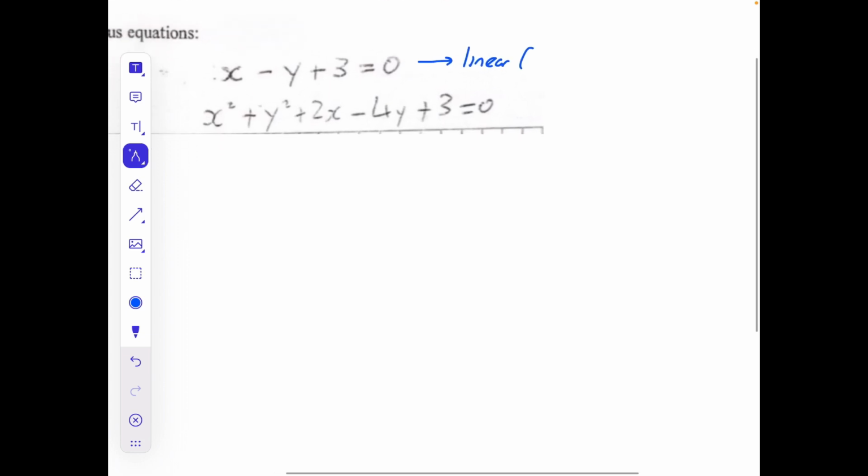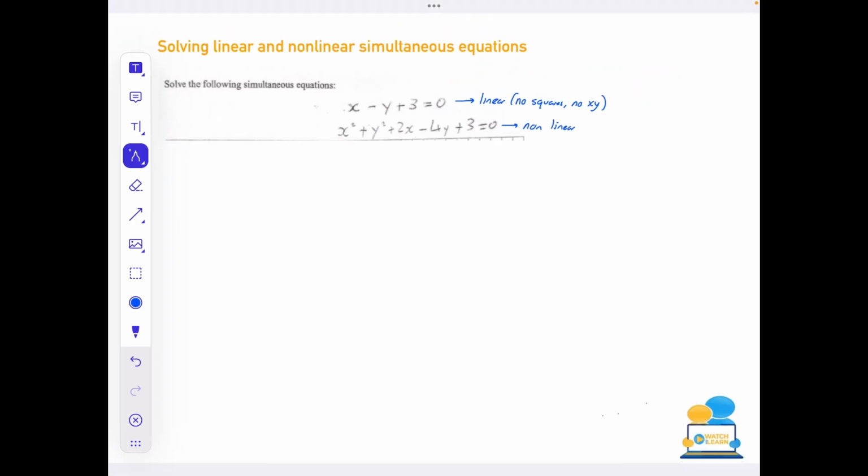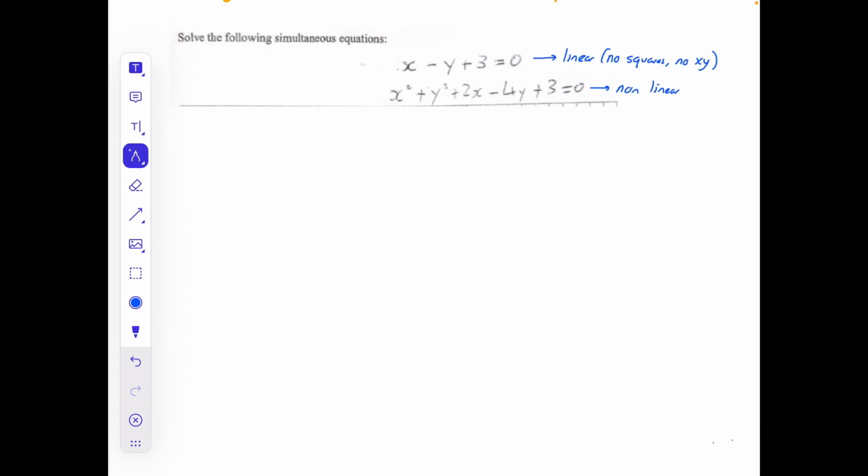What linear means, if you graph it, it would be a line. But we're not going to go into that right now. Linear just means one with no squares, no x multiplied by y, or anything weird. Then this is our non-linear, which can have squares, like x squared, y squared. It could have x multiplied by y. So that's our step 1. Figure out which is your linear and which is your non-linear.